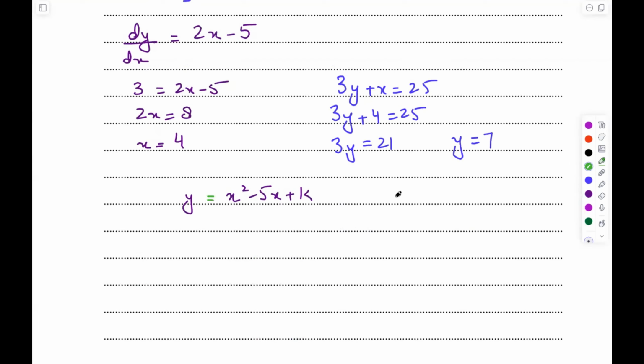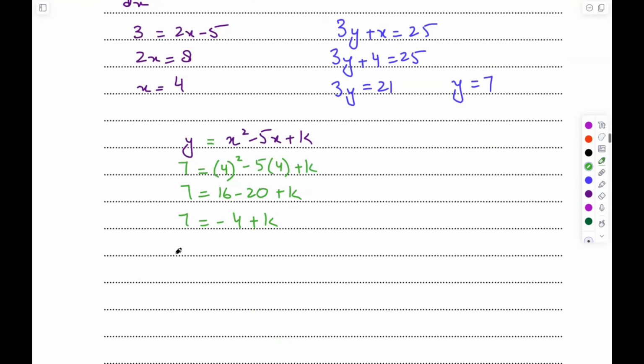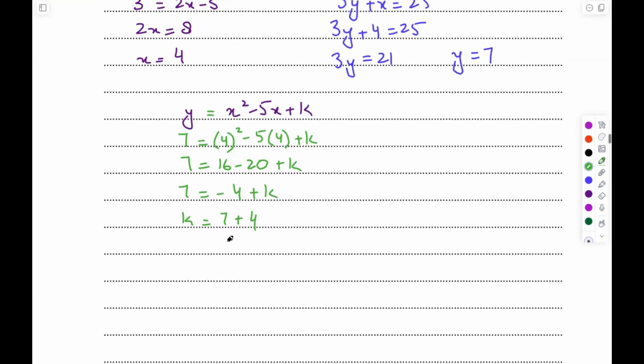So this will become 7 equals 4 squared minus 5 into 4 plus k. So 7 equals 16 minus 20 plus k. 16 minus 20 is minus 4. The minus 4 will go to the left hand side, so that will become a plus 4. So k will be equal to 7 plus 4. So the value of k will be equal to 11.